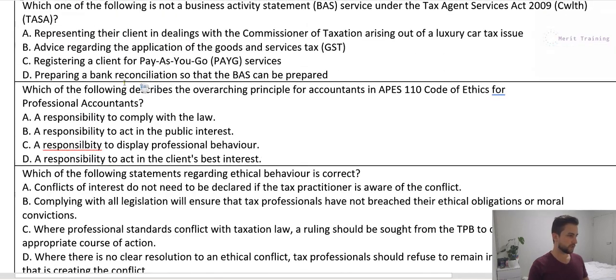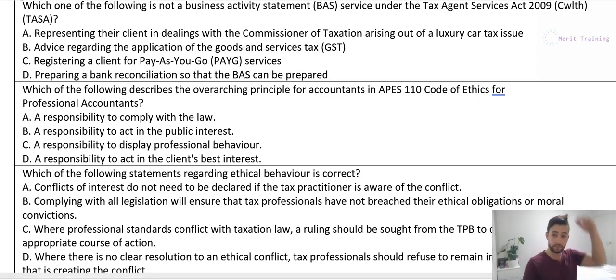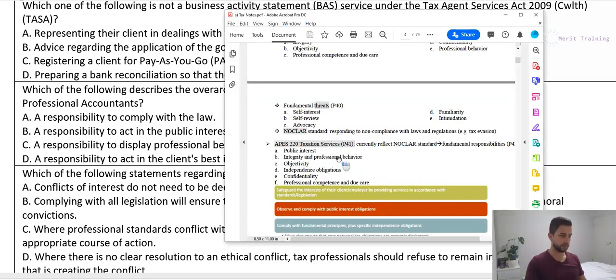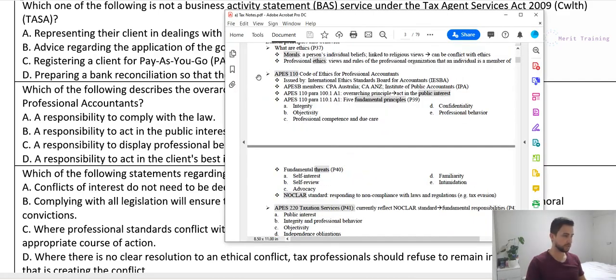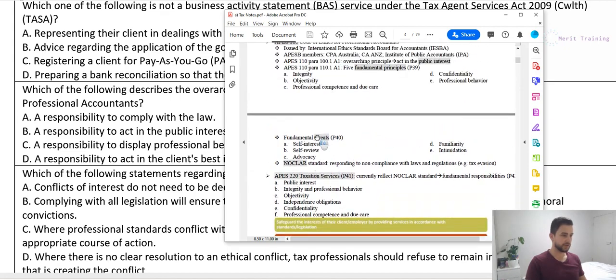Okay, so next question is, which of the following describes the overarching principle for accountants in APS 110, Code of Ethics for Professional Accountants? For this one, how I'd approach this is I'd bring up our notes and go to the section on APS, Code of Ethics.